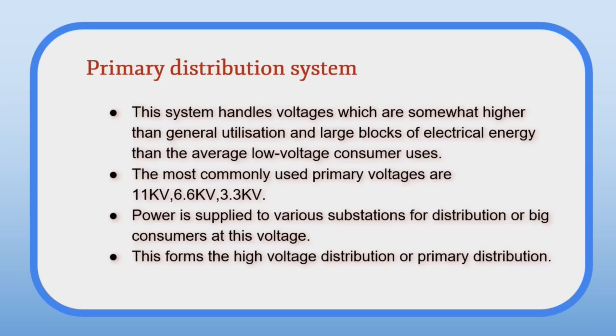Now, coming to the primary distribution system. This system handles voltages which are somewhat higher than general utilization, and larger blocks of electrical energy than the average low voltage consumer uses. The most commonly used primary voltages are 11 kilovolt, 6.6 kilovolt and 3.3 kilovolt. Power is supplied to various substations for distribution or to big consumers at this voltage. This forms the high voltage distribution or primary distribution. I will explain this using a picture in the next slide.